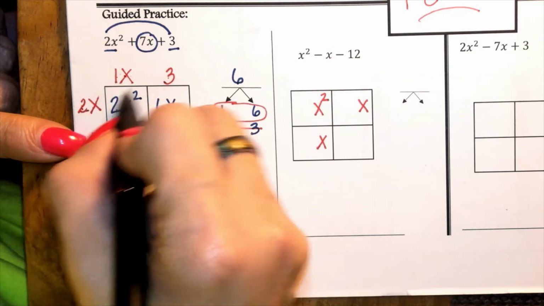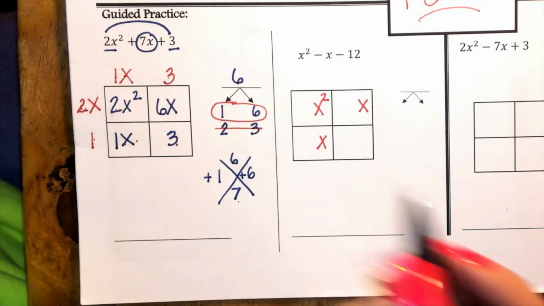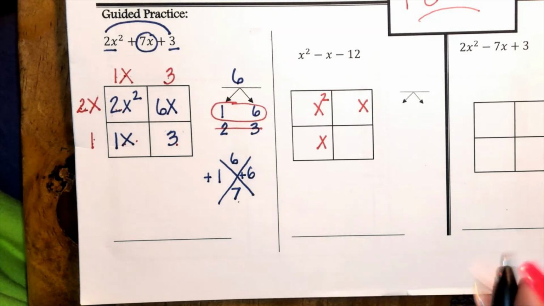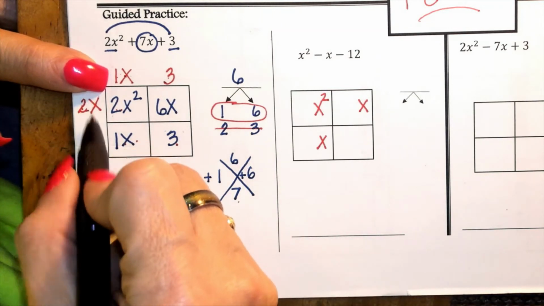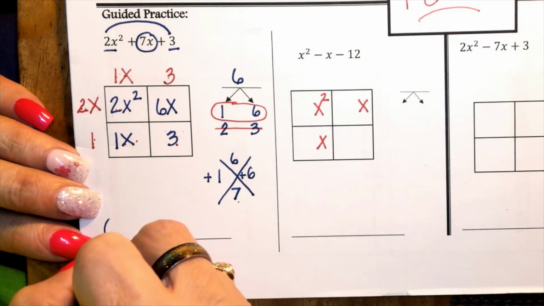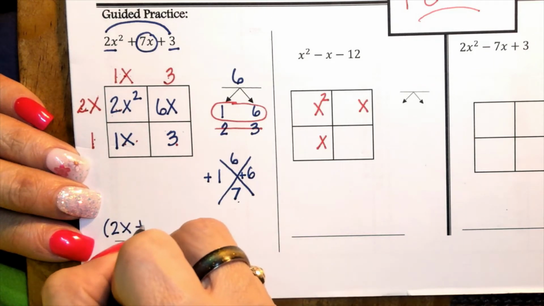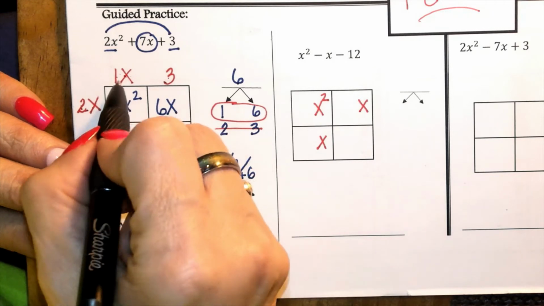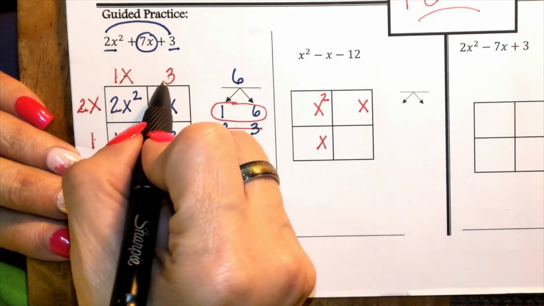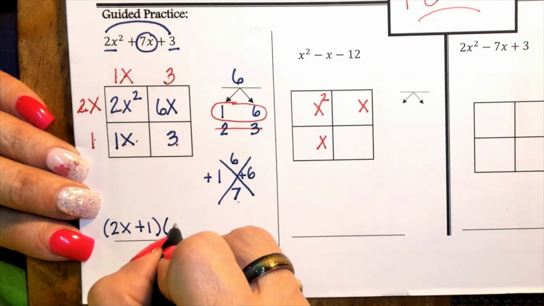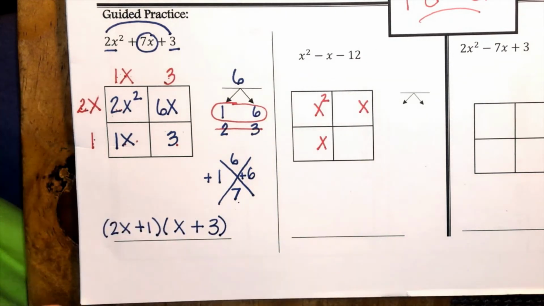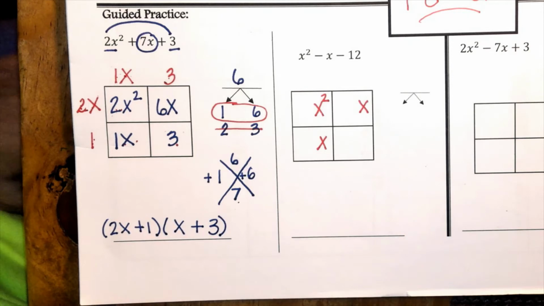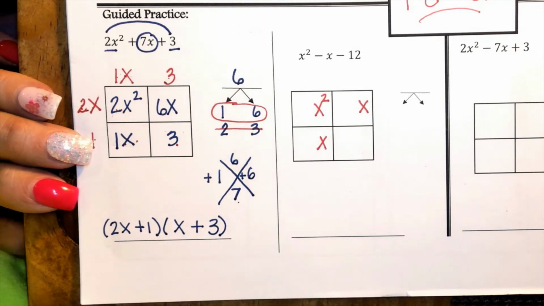Here's what you did. On this side, I see 2x and a positive 1. That means this is 2x plus 1. On the top, I see 1x and a positive 3. That's a whole lot like x plus 3. That's it. I factored. Can I check it? I sure could. I could go ahead and double distribute and go back and check it.